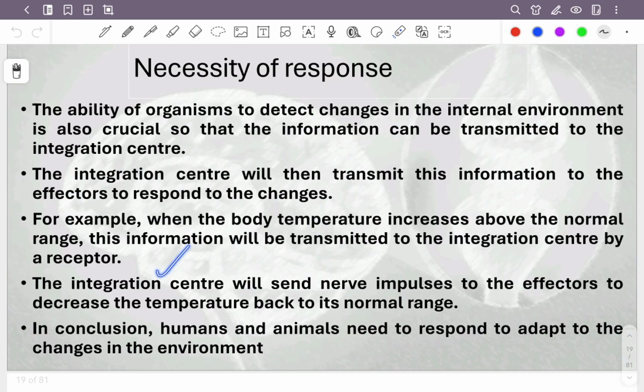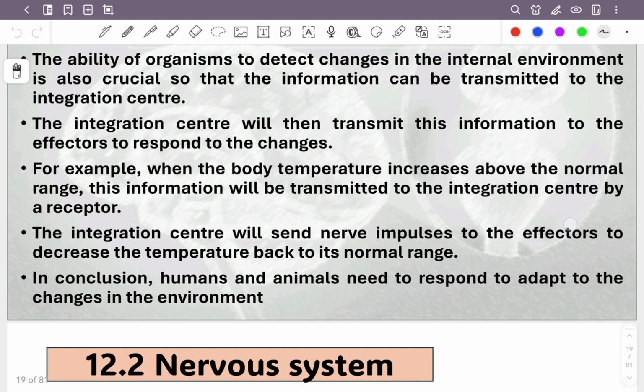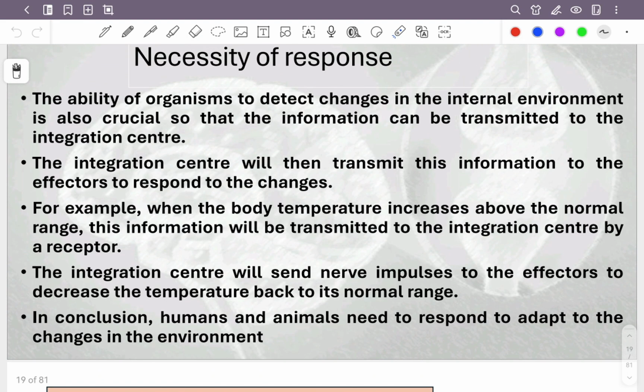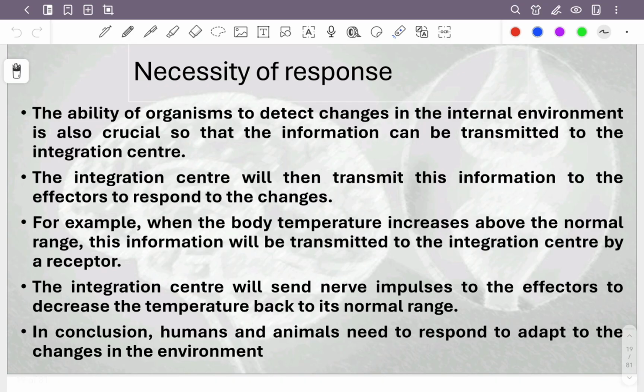So what your brain do? The brain will now process the information and send nerve impulse to the effector to decrease the temperature back to the normal range, so that you won't die or you won't have some health condition. In conclusion, humans and animals needs to respond to adapt to the changes to environment. Mostly is due to the survival. Understand? So after this, we are going to look at 12.2. It's about nervous system, right? So you need to really understand this 12.1 before you entering the new subtopic. So this video ends here. There will be a part 2.